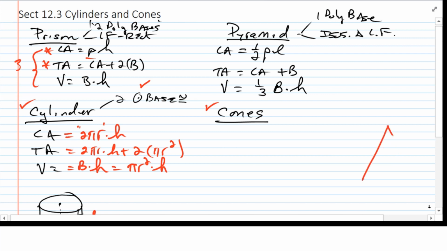So here's a cone right here. It looks very much like a pyramid. We always deal with right cones as well. A right cone has the vertex of the cone directly above the center of the circle, so that's a right angle. This is your H. This is the radius of the cone, and this right here is going to be the slant height L.